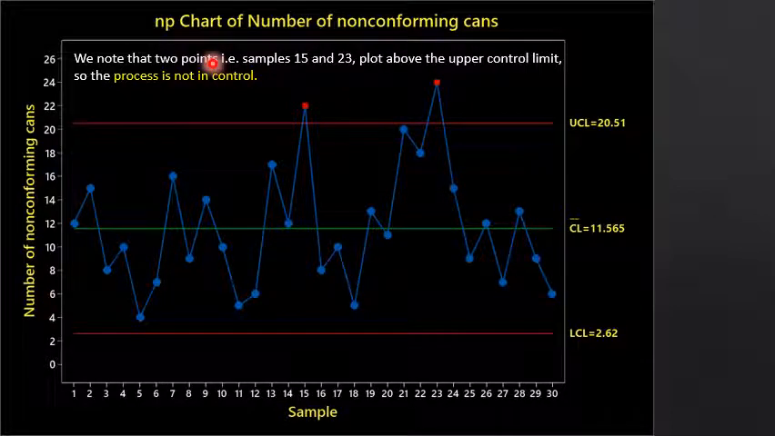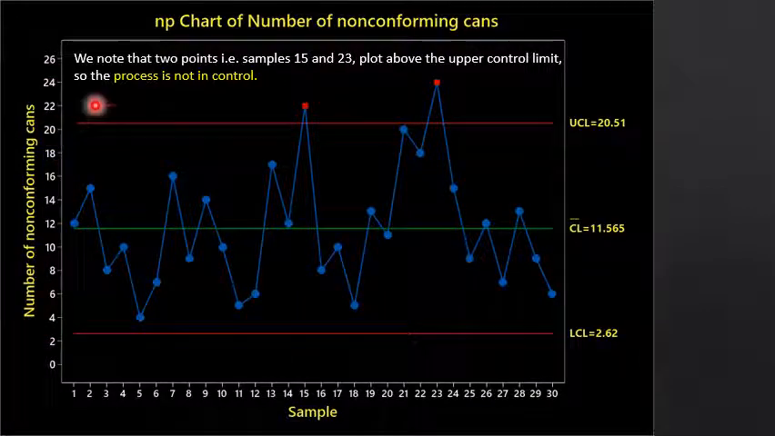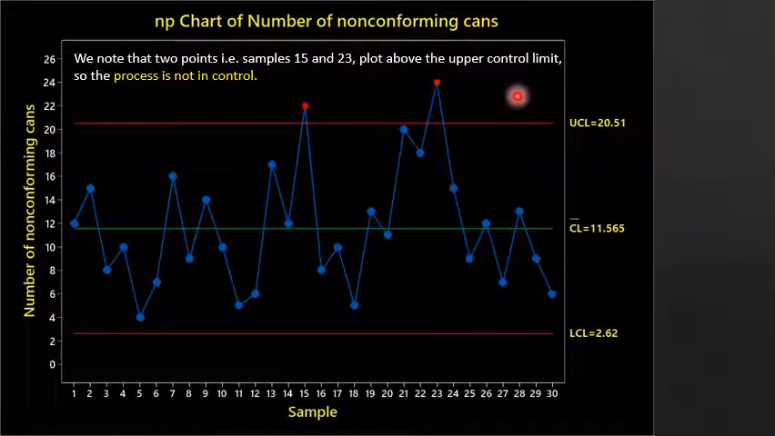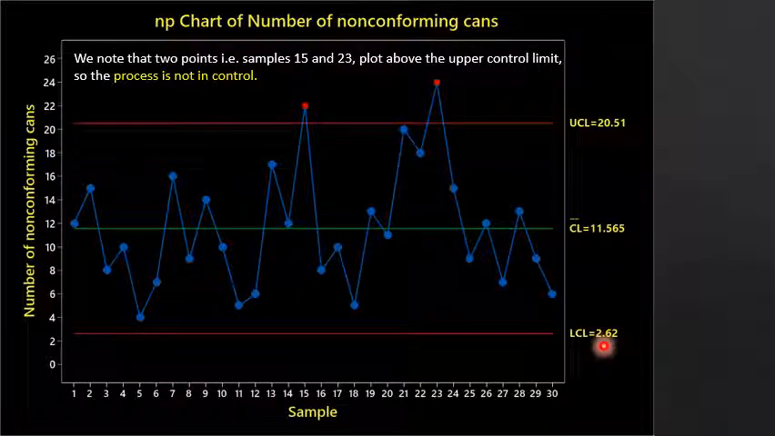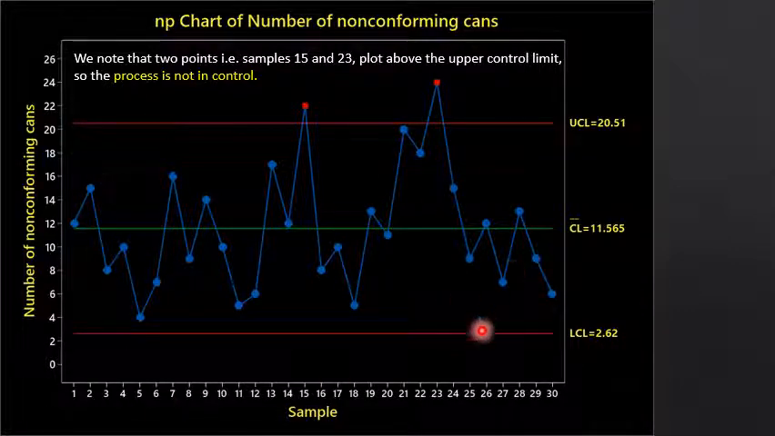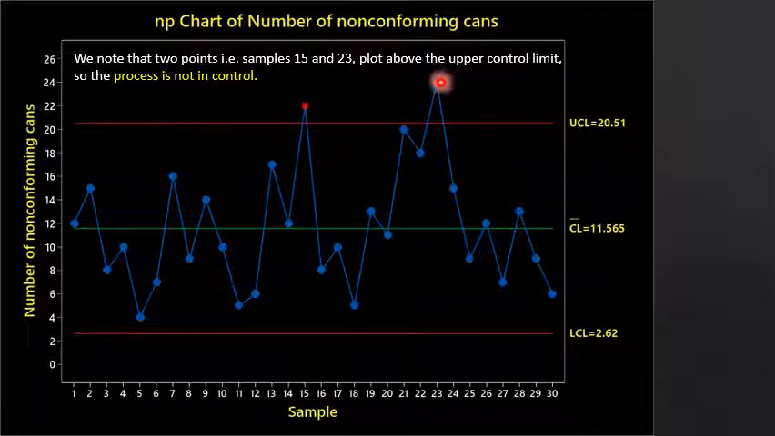This is the NP chart we get from the Minitab software, and this is the chart between the total number of samples, that is 30, versus the number of non-conforming cans on the y-axis. In this chart we can easily see that this is the upper control limit, 20.51, this is the center line, and this is the lower control limit. We can also see easily in this graph that two points, sample number 15 and sample number 23, are above the upper control limit, so we can say that the process is not in control.